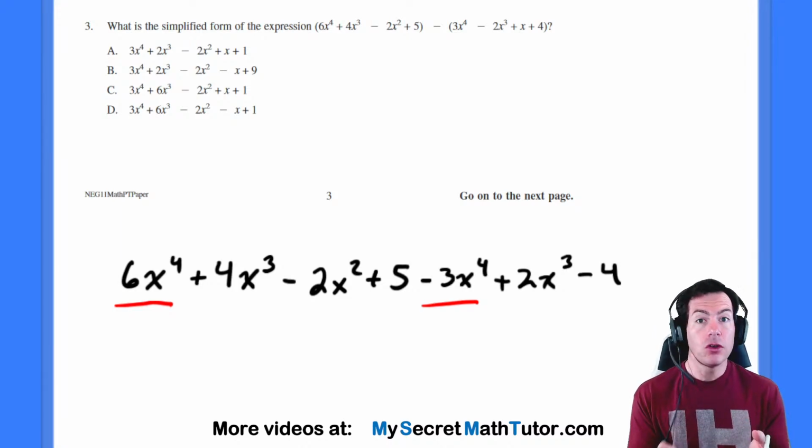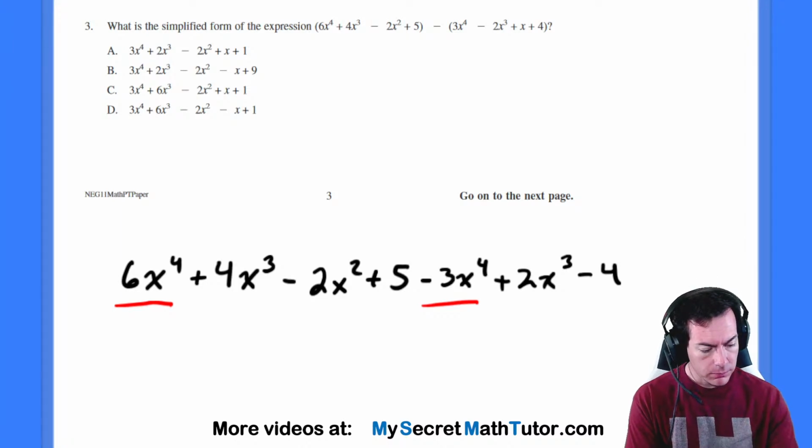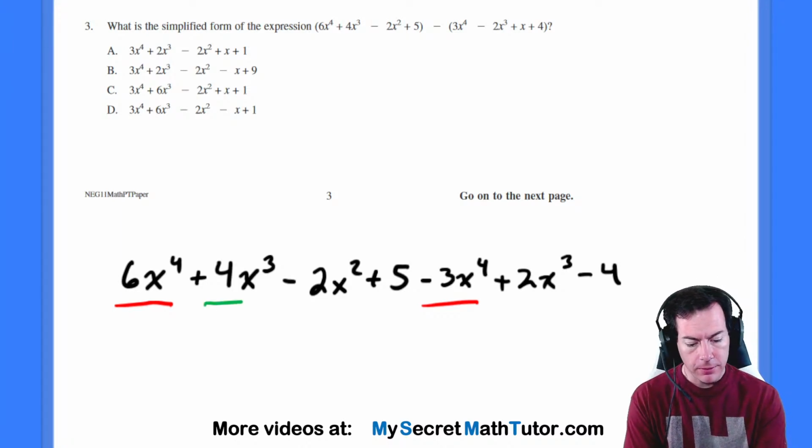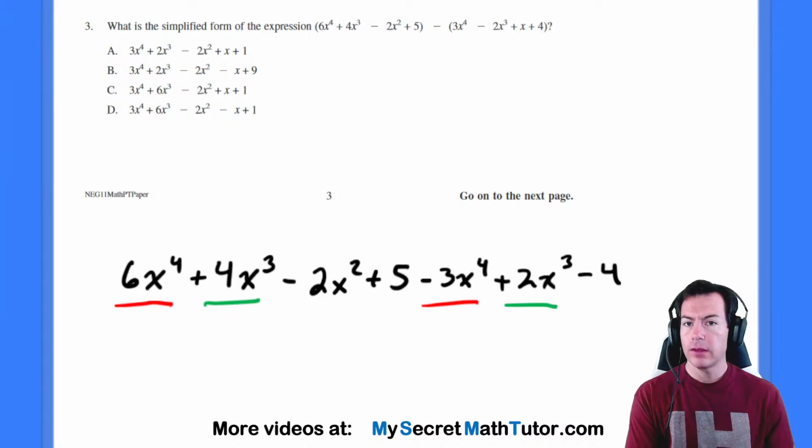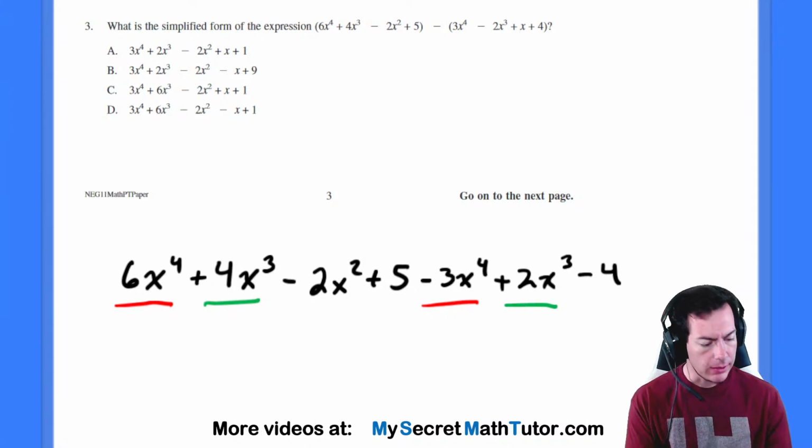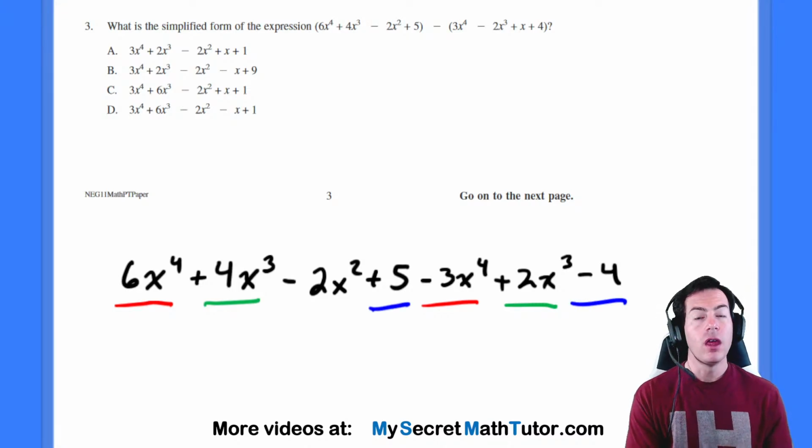For example, I can underline in red all of the ones that are x to the 4th. Then maybe I'll grab the green marker here. Everything that is an x cubed, I can underline that one. I only have one term that's an x squared, so I'm not going to worry about underlining that one, but I will underline all of our constant terms. Those are the ones that do not have an x whatsoever. So, I can go ahead and just underline those.